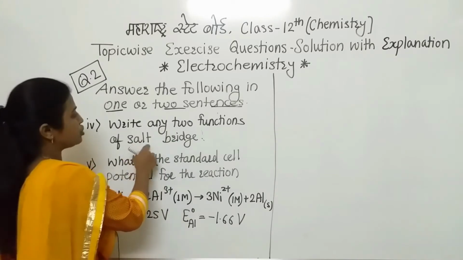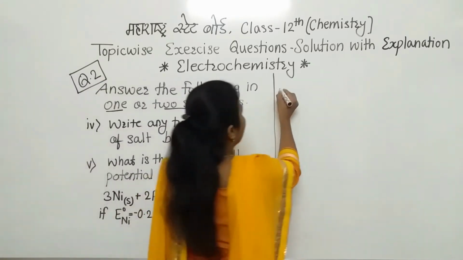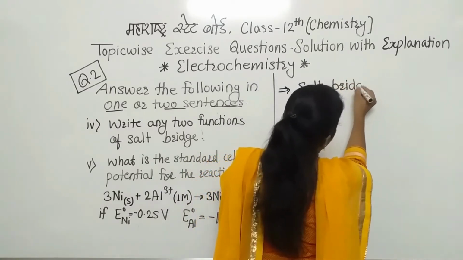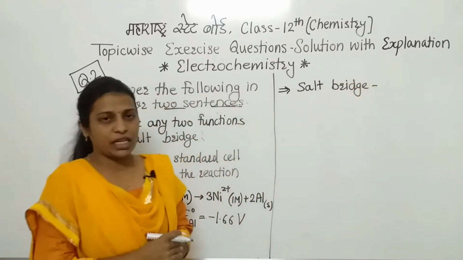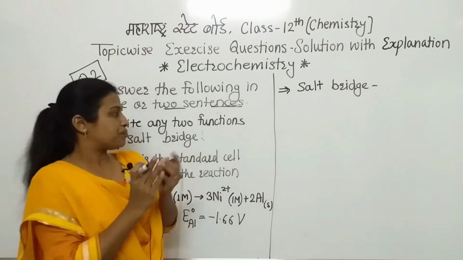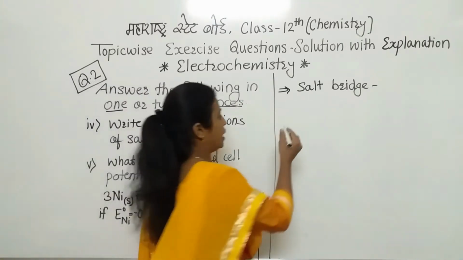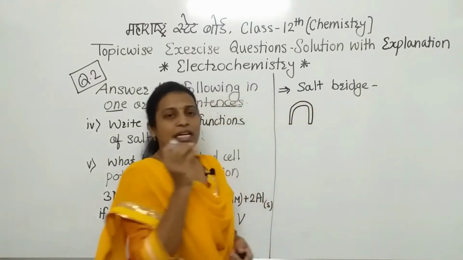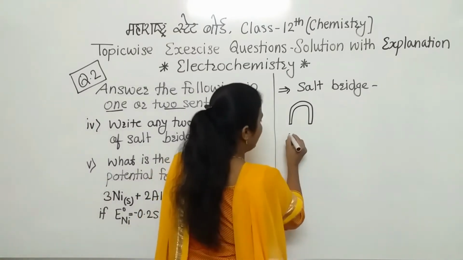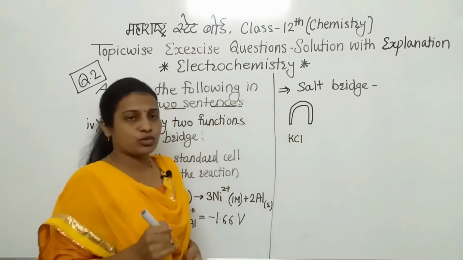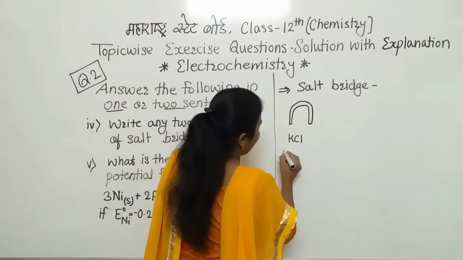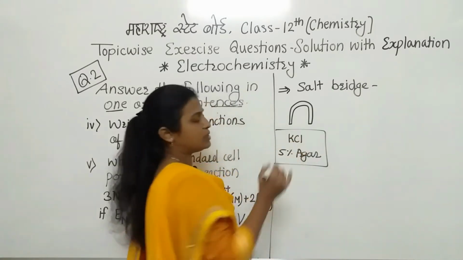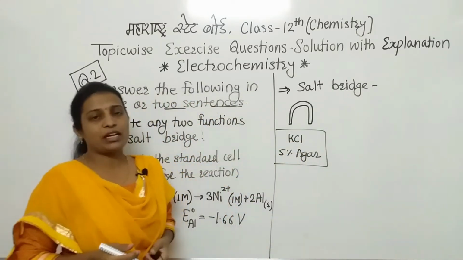Write any 2 functions of salt bridge. So here we should know what a salt bridge is. See, the salt bridge is used in the galvanic cell. It is a U-shaped glass tube, and the salt bridge is prepared using a hot saturated solution of KCl and 5% agar solution. By using these 2 solutions, KCl or ammonium nitrate, we can prepare the salt bridge.